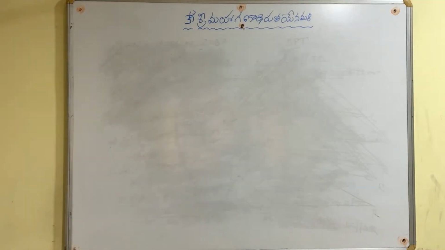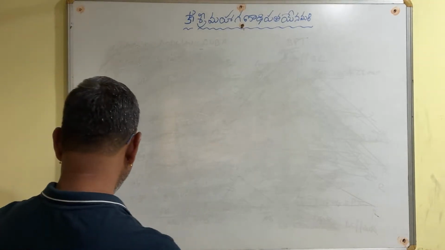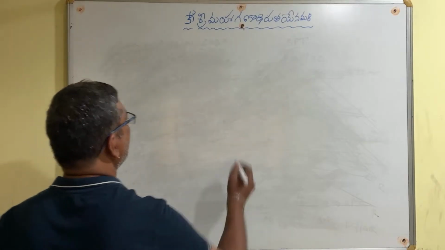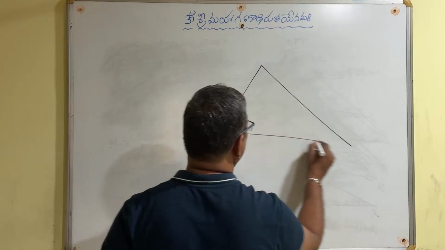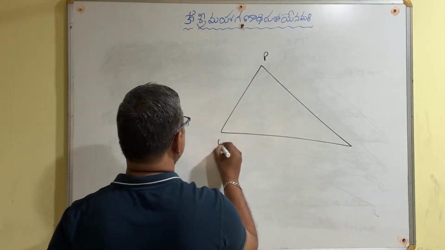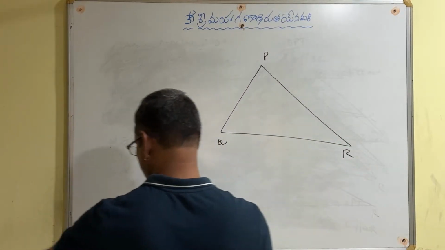Question number 5 now. Question number 5. There is a triangle PQR.